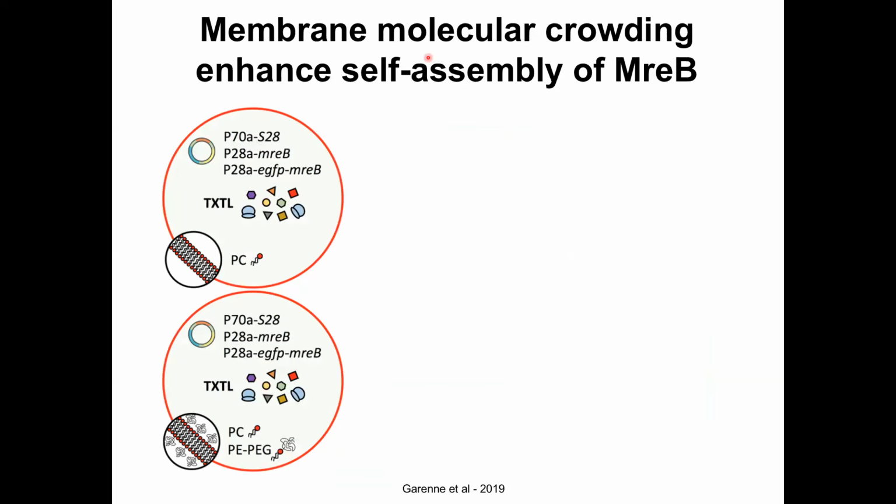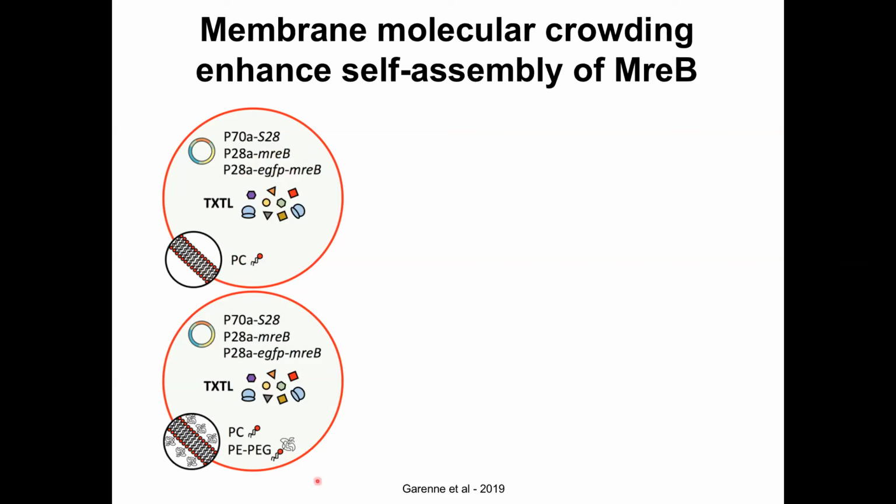Let's start there. So here is a liposome. You express MreB, and GFP MreB. There is a small amount of GFP MreB, a ratio factor of 10 here. If you put 1 nanomolar of MreB here, you put 0.1 nanomolar of GFP MreB, you put the TXTL. And here is a membrane made of phosphatidylcholine only. You can see the lipids there.